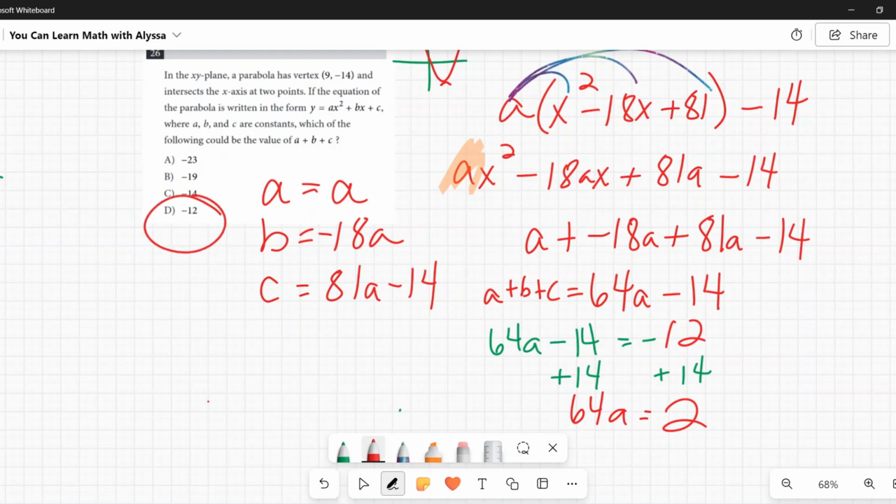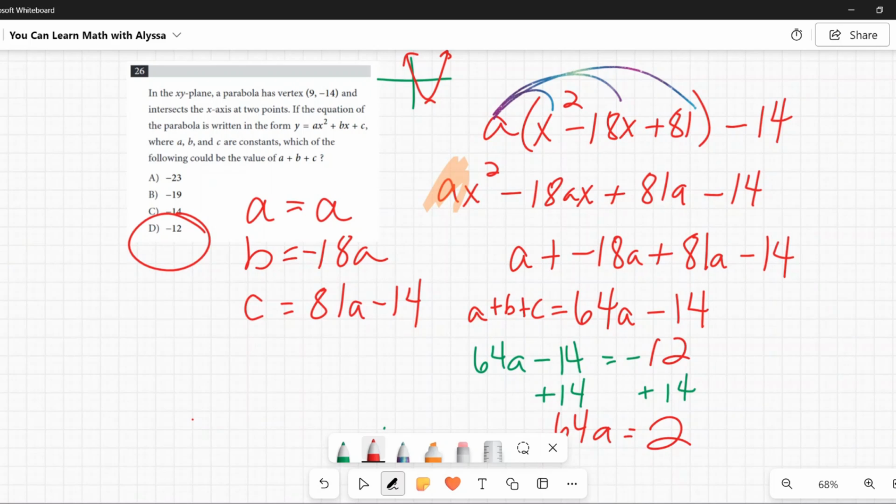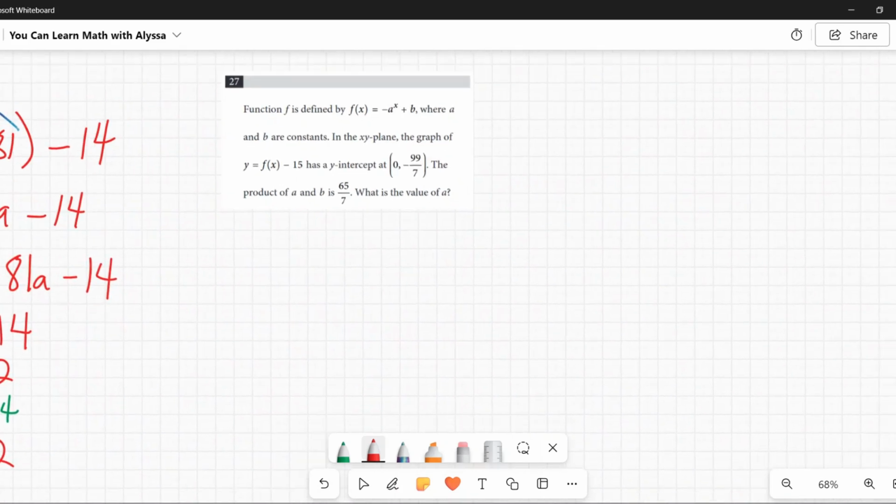Have I mentioned before I don't like that problem? Sorry, I have such a negative viewpoint against it. It rubbed me the wrong way. All right, moving on.